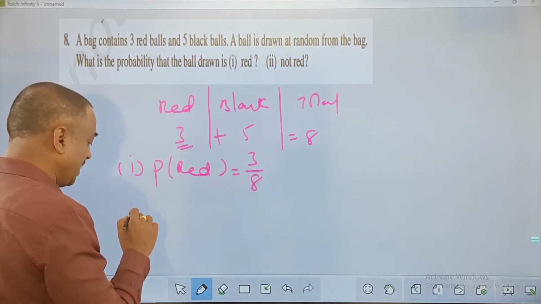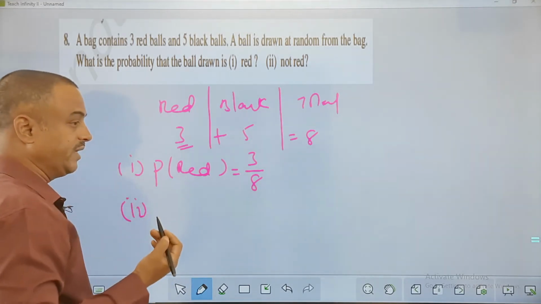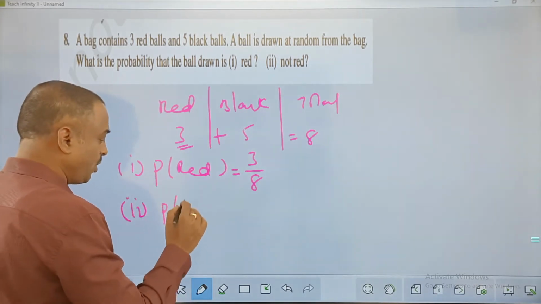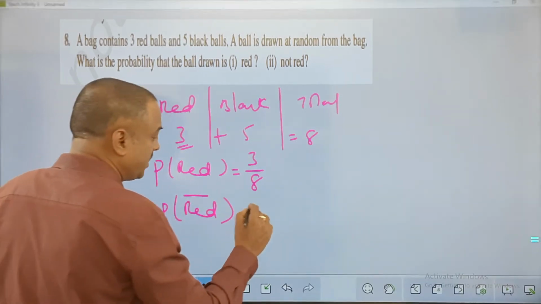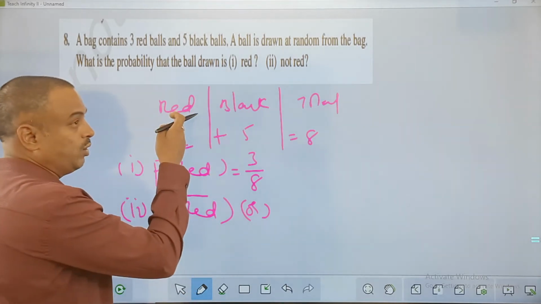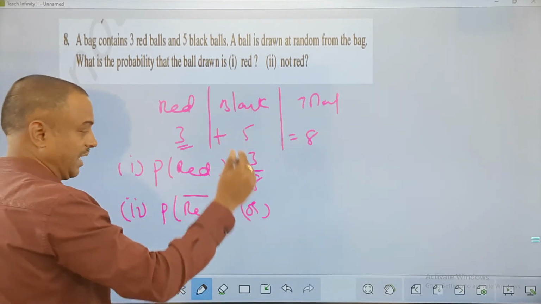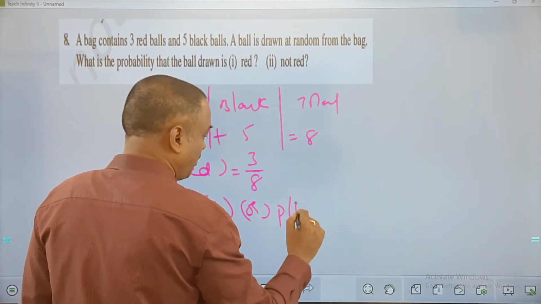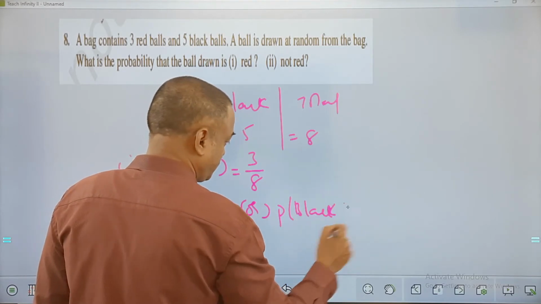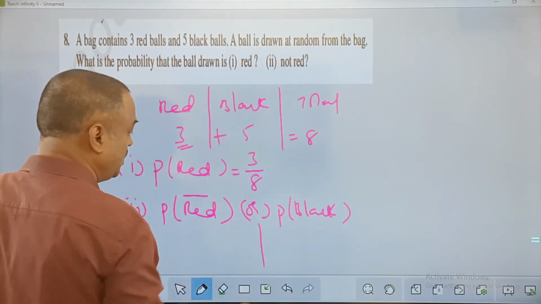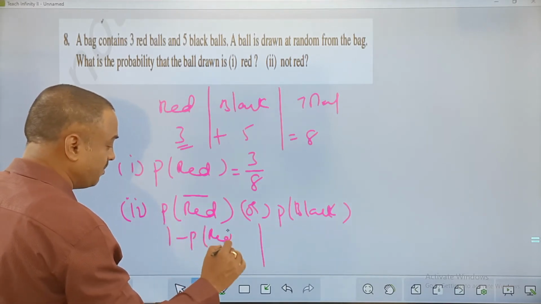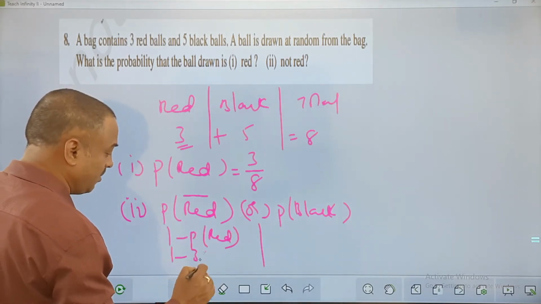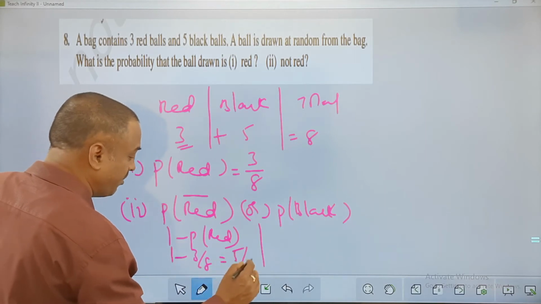For the second draw, we can get it from the first one only. The probability of not getting a red is the question. If we don't pick up red, definitely it should be black. So this is the probability of getting a black color. I'll take this in 2 methods, friends. 1 minus the probability of getting red, that is 1 minus 3 by 8, and your answer has to be 5 by 8.